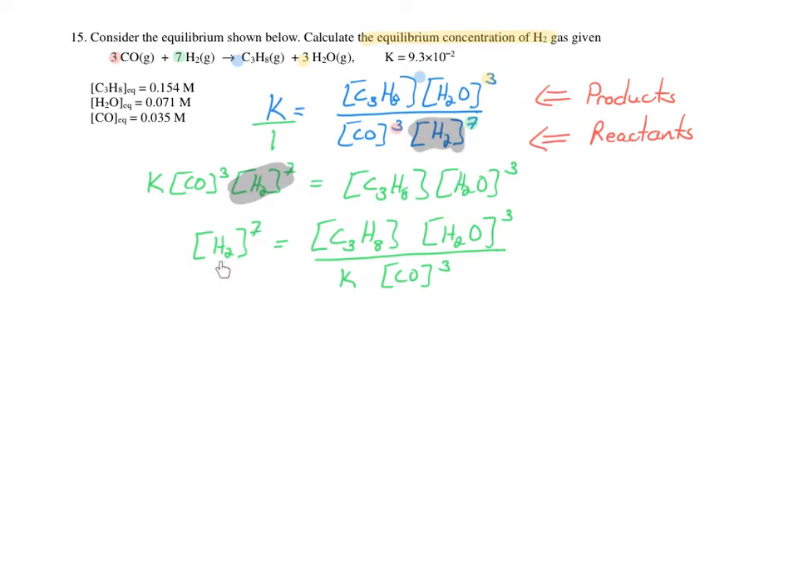Now what we really want is the equilibrium concentration of H2. So we're going to have to take the 1/7 power of each side. Okay, so H2 is going to be equal to all of this stuff raised to the 1/7 power. That's a lot of calculator skills coming up.